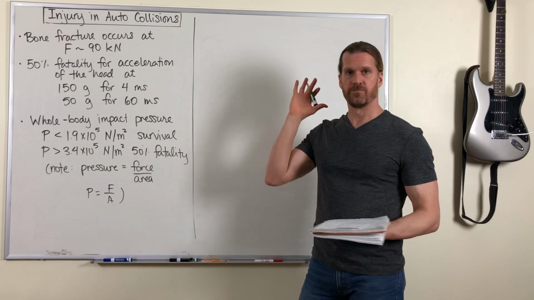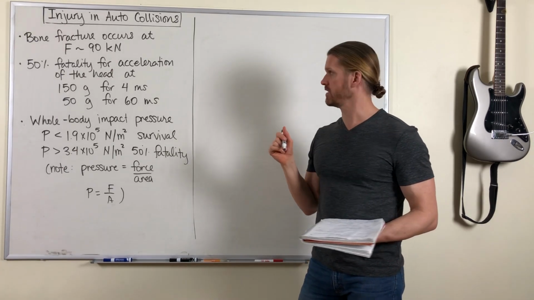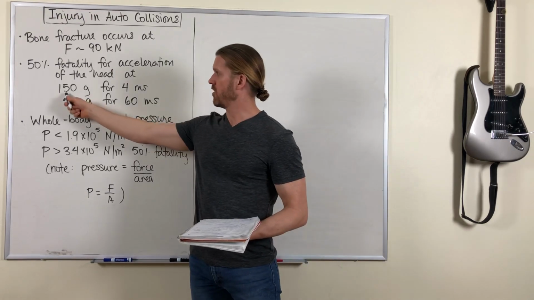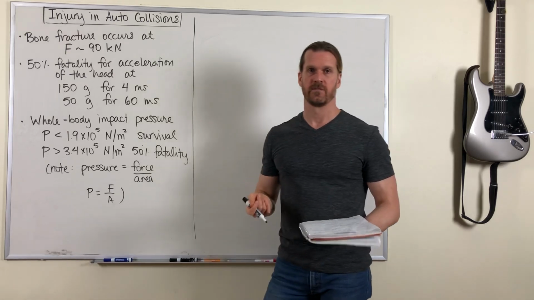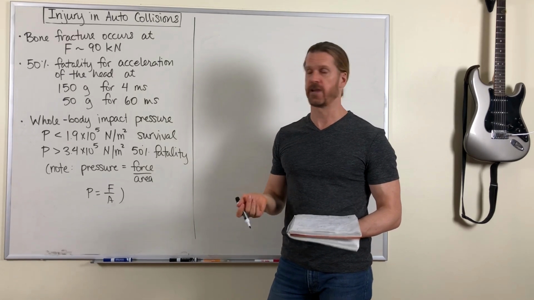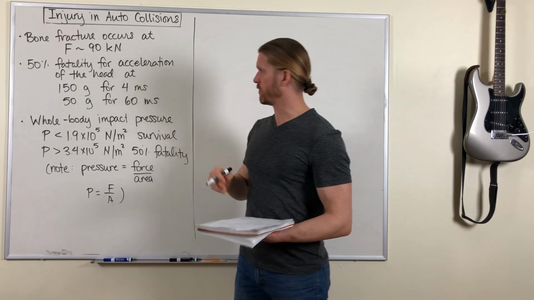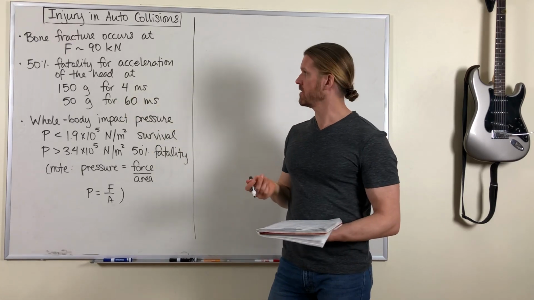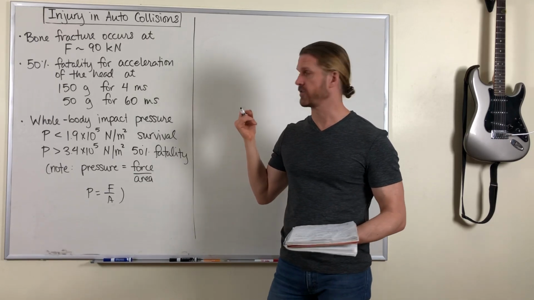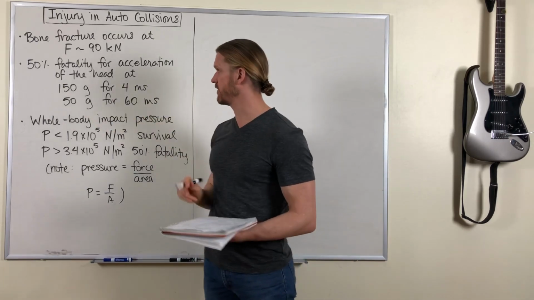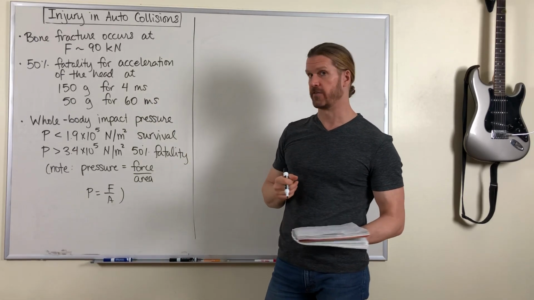And if your head or your brain experiences an acceleration of 150 Gs, or 150 times g, 9.8 meters per second squared, for 4 milliseconds, that's fatal 50% of the time. If your head experiences an acceleration of 50 Gs for 60 milliseconds, that's also fatal 50% of the time.